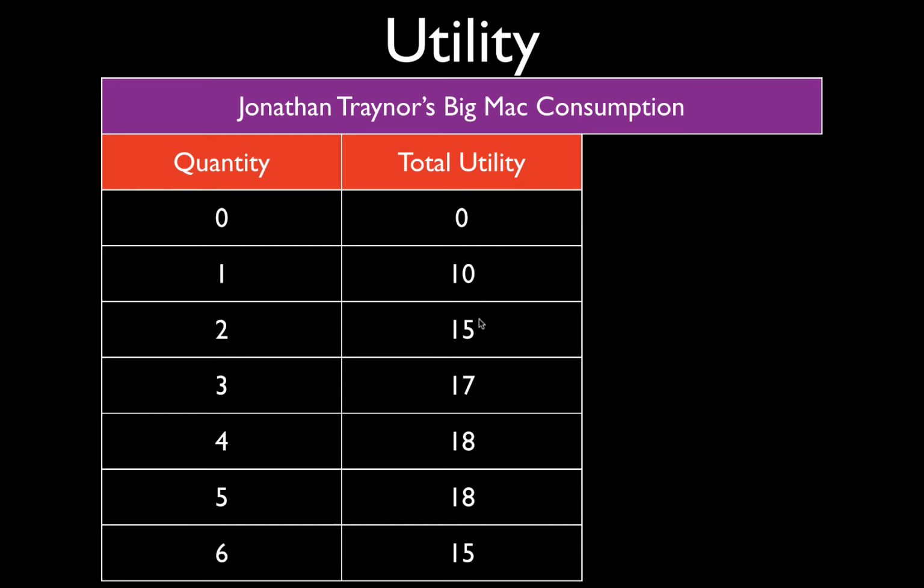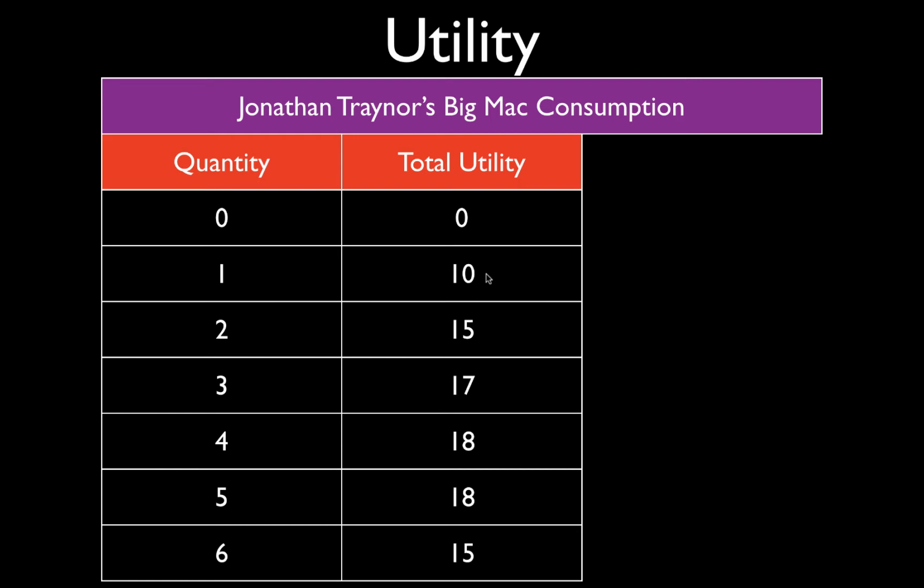What is the marginal utility that I derived from consuming my second Big Mac? Well, it's 15 minus 10, which is 5. If the total utility after consuming 2 Big Macs is 15, and the total utility after consuming my first Big Mac is 10, then the second Big Mac must have given me 5 extra utils of happiness. So it's simply the second total utility minus the first, and that's how you work out marginal utility.